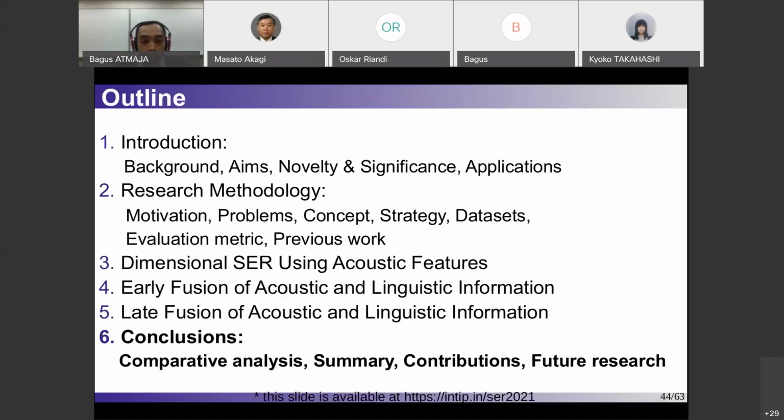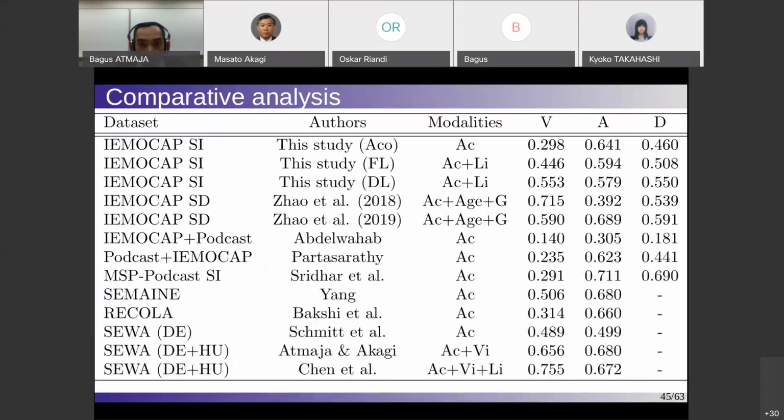Now we come to the last part of this presentation, that is conclusions. The first is the comparative analysis. So here I show you the table of result in this research compared to the other research. So the first two rows is result in this research. The first one is the acoustic only, and then the early fusion feature level, and then late fusion decision level.